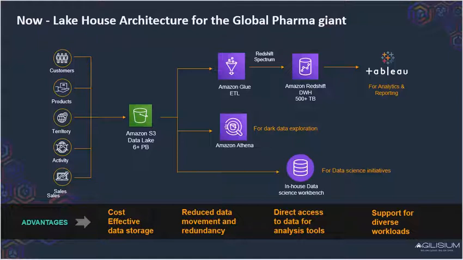With this success story, we are currently implementing the Lakehouse architecture in multiple other client places. Thanks. That's all I have to present.